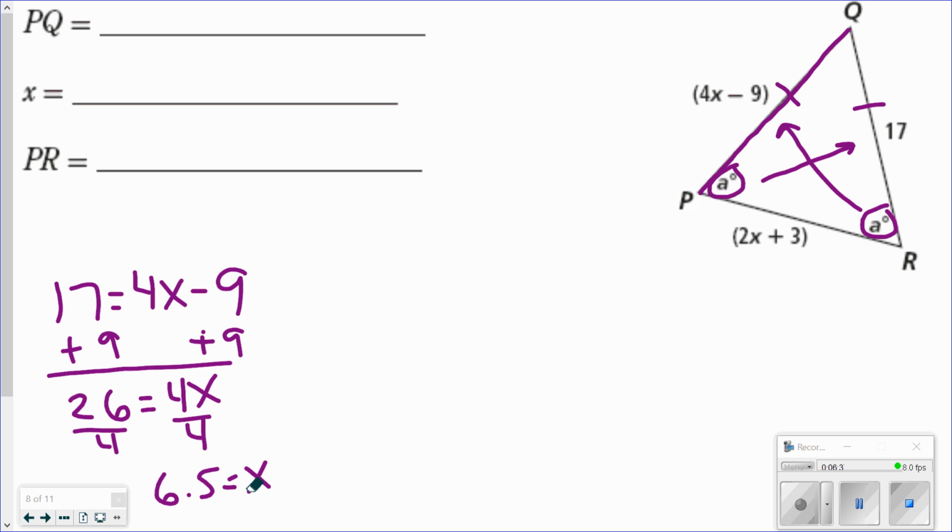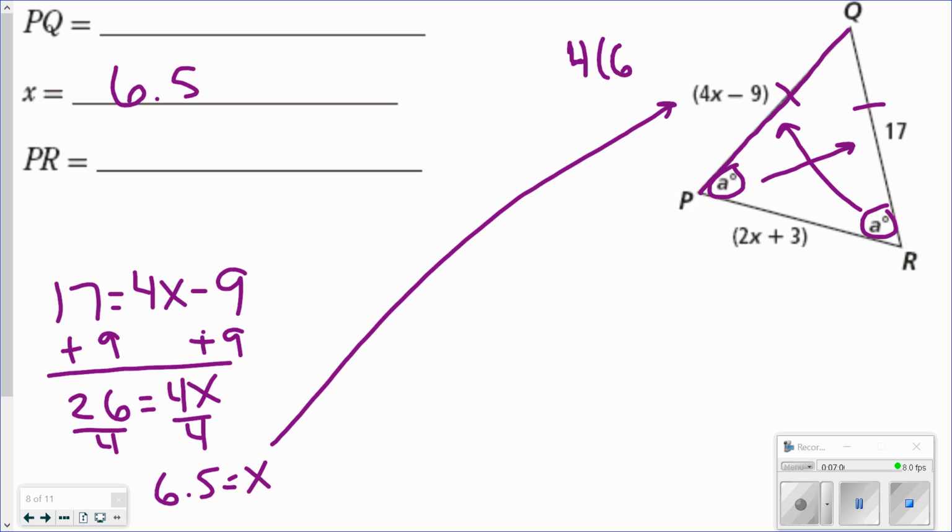But I'm not done yet because I didn't want to find X for the first problem. I guess I could put X here, 6.5, because that is the second problem. I want to figure out what PQ is. So I need to plug X back into the equation for PQ, which is 4X minus 9. So that would become 4 times 6.5 minus 9. And when I plug that in my calculator, I get 17. So this then is 17.